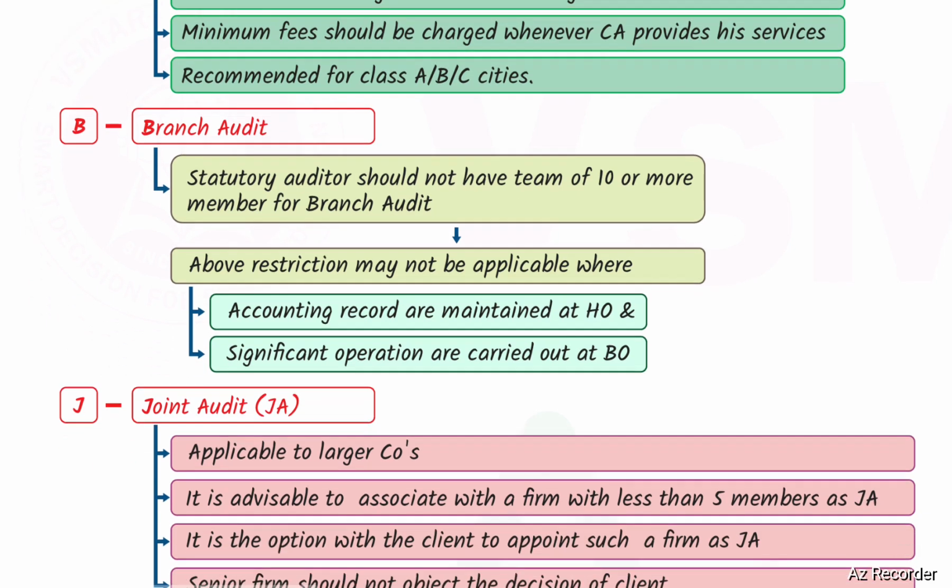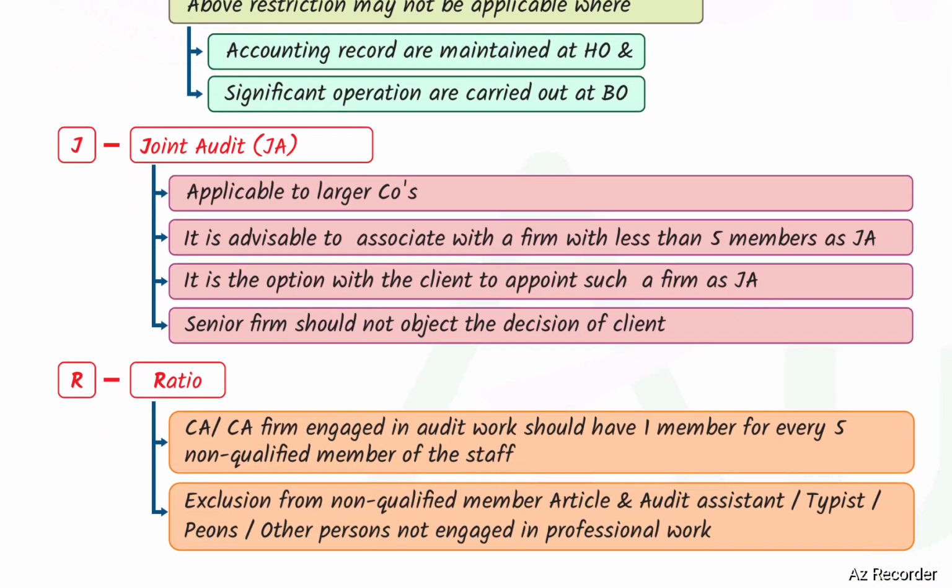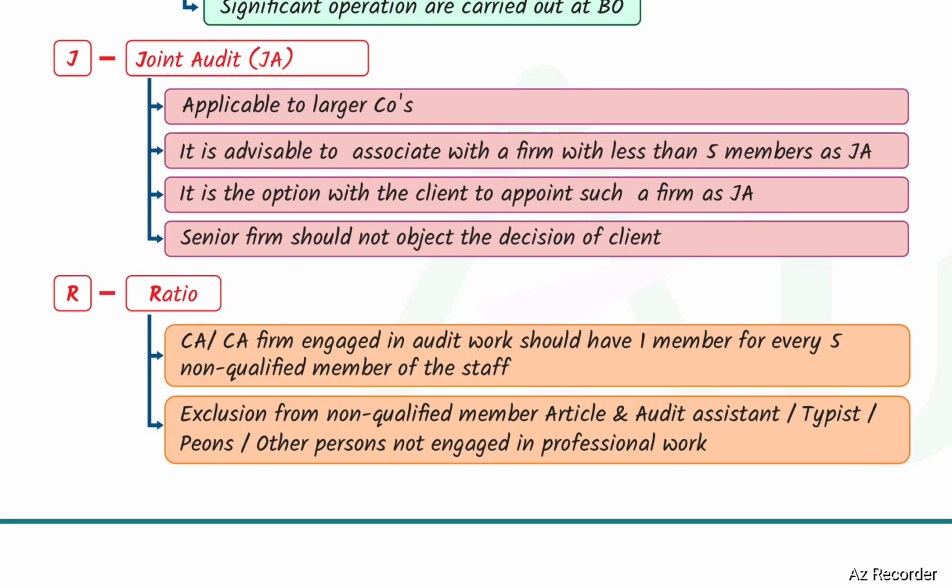Branch audit. Statutory auditor should not have a team of 10 or more members for the branch audit. Above restriction may not be applicable where accounting records are maintained at head office and significant operations are carried out at branch office. Joint audit applicable to larger companies. It is advisable to associate with a firm with less than 5 members as joint auditors. It is the option with the client to appoint such a firm as joint auditor. Senior firm should not object to the decision of the client.